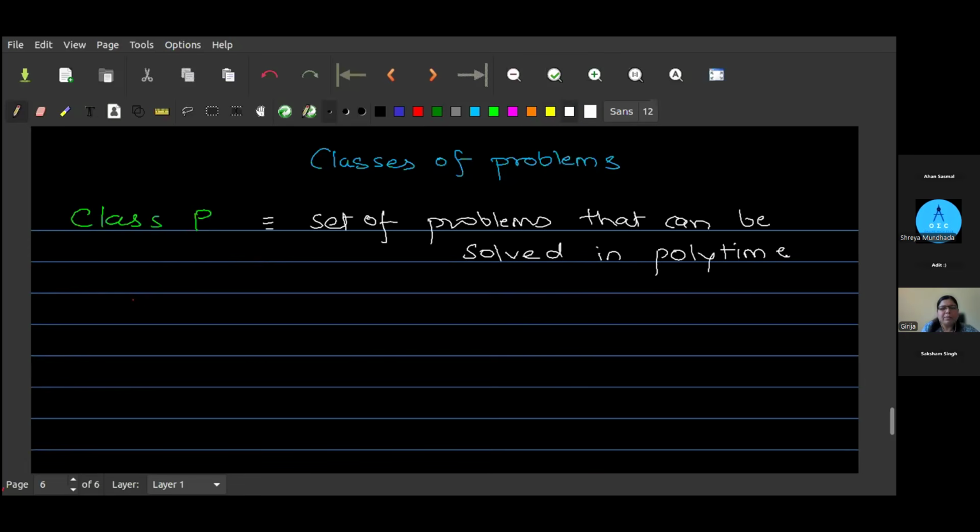Let me write it as polytime. It means polynomial time in input size. So this polynomial has to be in the input size. We have been calling it lowercase n. So it's a set of problems that can be solved in polytime.